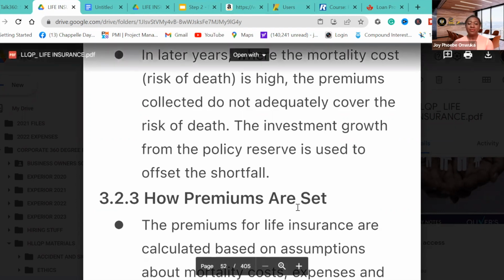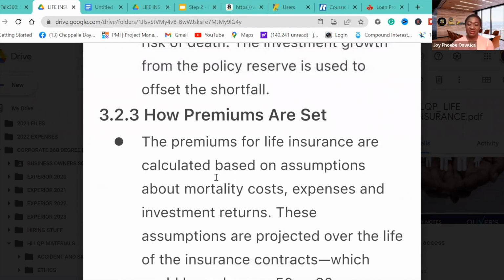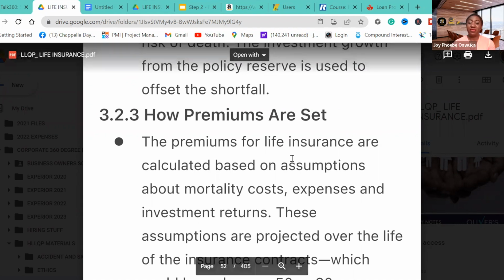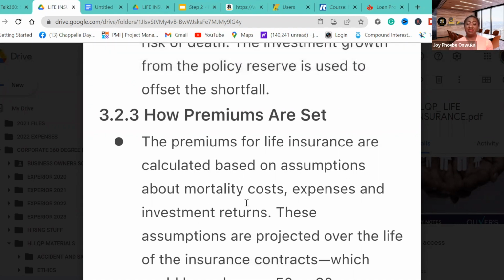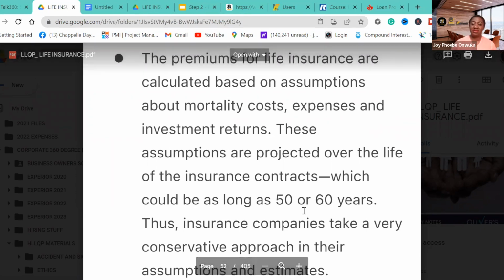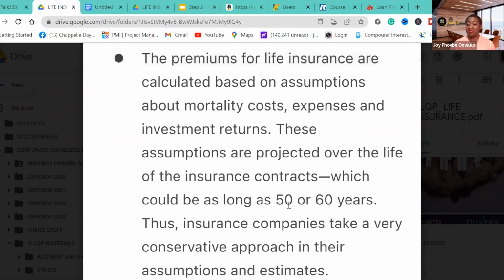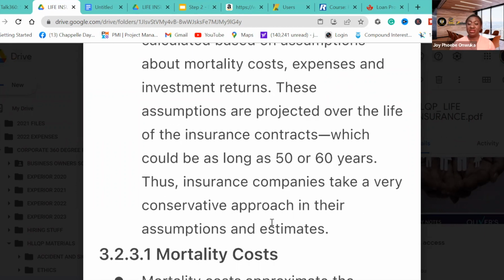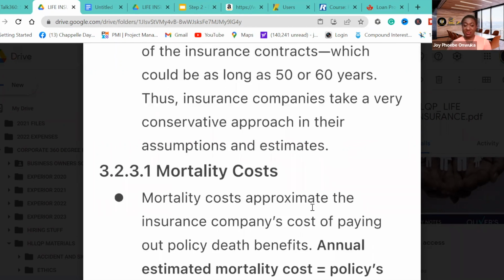Okay, how premiums are set. Okay, you can see now. The premiums for life insurance are calculated based on assumptions about mortality costs, expenses, and investment returns. These assumptions are projected over the life of the insurance contract, which could be as long as 50 or 60 years. Thus, insurance companies take a very conservative approach in their assumptions. That's very true.